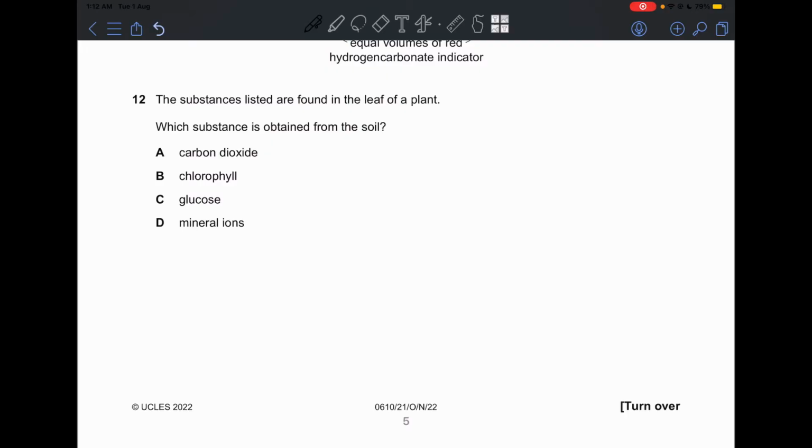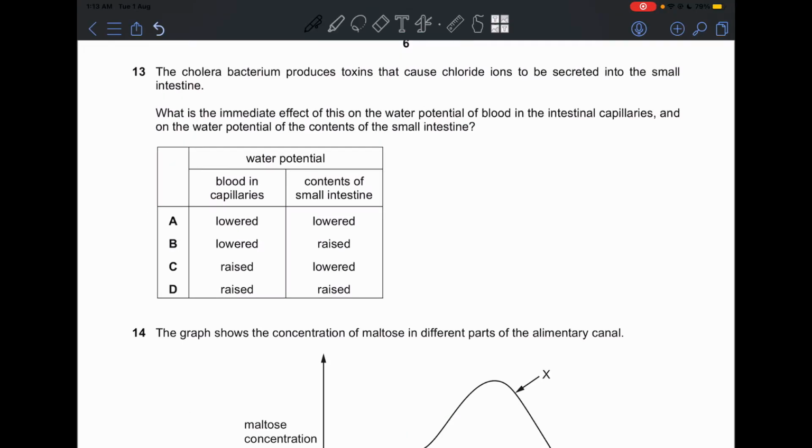The substances listed are found in the leaf of a plant. Which substance is obtained from the soil? Now we know we can only obtain water and mineral ions from the soil, so our answer is going to be D. 13. The cholera bacterium produces toxins that cause chloride ions to be secreted into the small intestine.